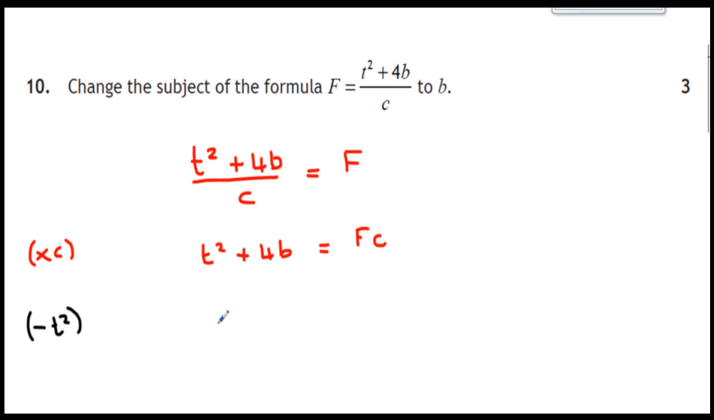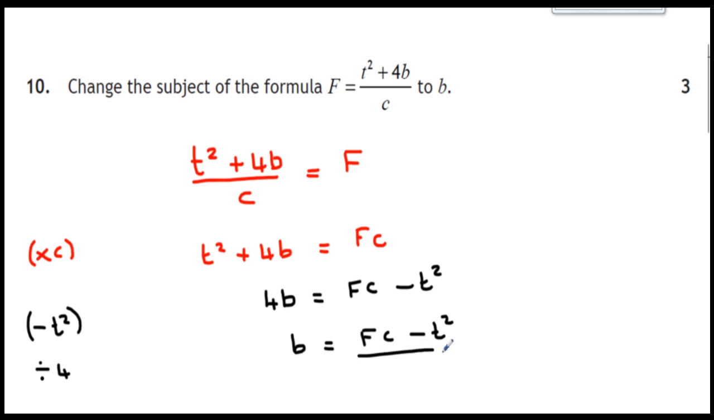That leaves me with 4b. Now I'm taking t squared away, so it's fc is already there, and I'm taking away t squared. It's logical. The next thing is 4 times b is equal to that whole thing. I don't want 4 times b, so the opposite of multiplying by 4 is to divide by 4. Now make sure you do one big line because you're dividing everything in that whole side by 4. So one great big division line right across and divide it by 4. And then your final answer, make sure you underline it clearly.